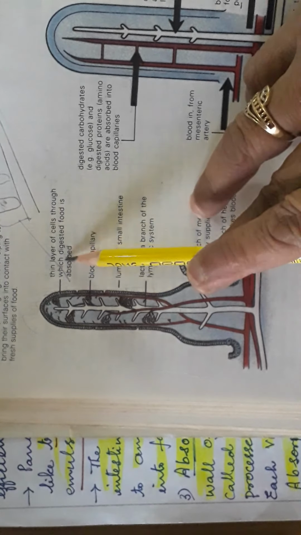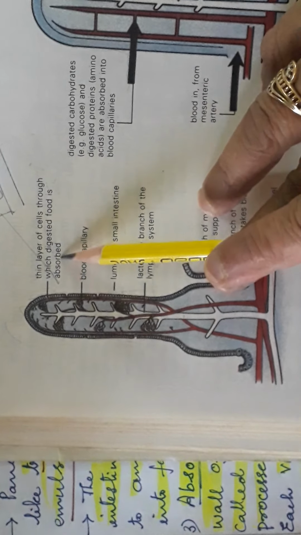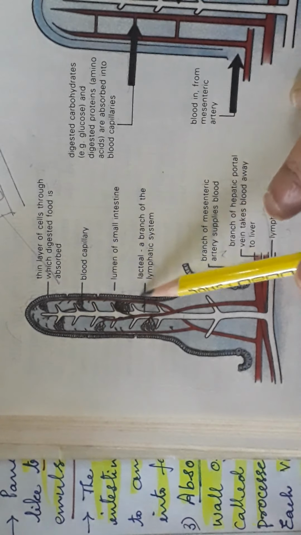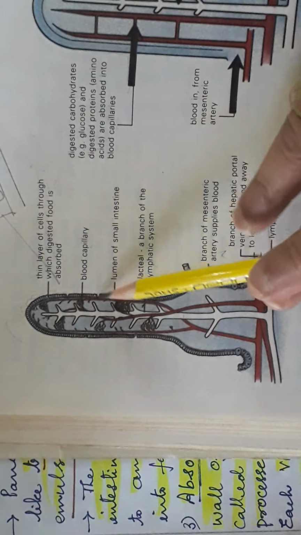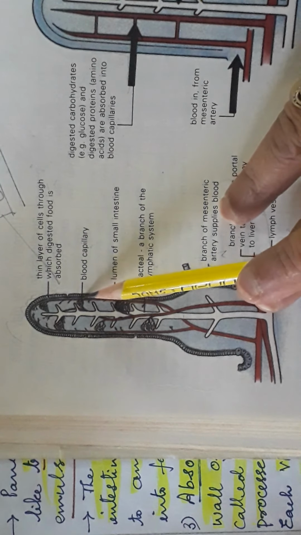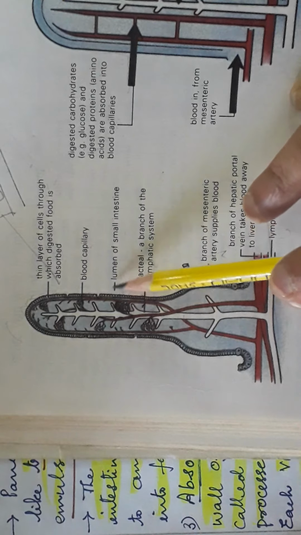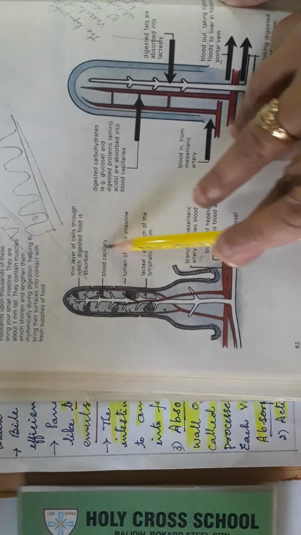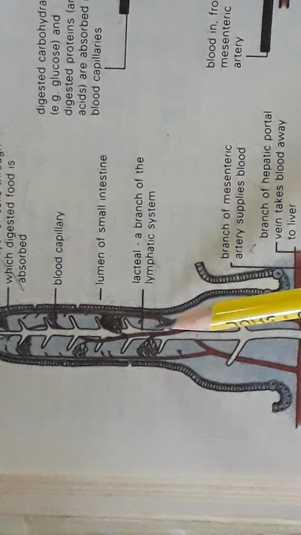The outer layer is a thin layer of cells through which digested food is absorbed. This is the thin layer of cells of the villus. Then attached to the thin layer, what is there? Blood capillaries are there. And after that this place is the lumen, and another villus will start from here.